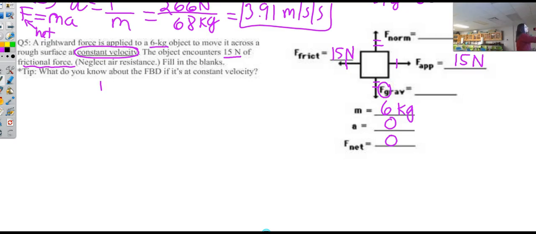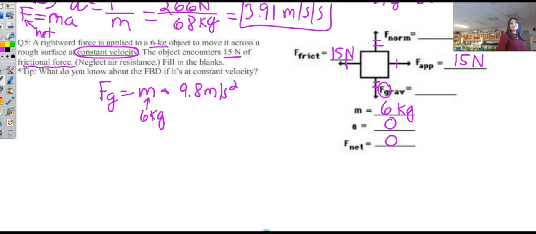And so we know that we can do a calculation. Fg is equal to m times Ag, which is 9.8 meters per second squared. Memorize it. Remember it. Okay, it's going to help you. So what's my mass? Well, my mass is 6 kilograms. So all I need to do is multiply 6 times 9.8. So let's get the calculator out. And 6 times 9.8 is equal to 58.8. Okay, so that is my gravity.